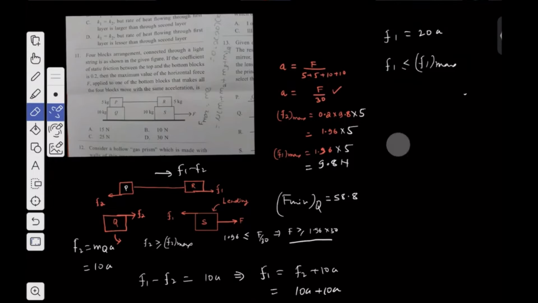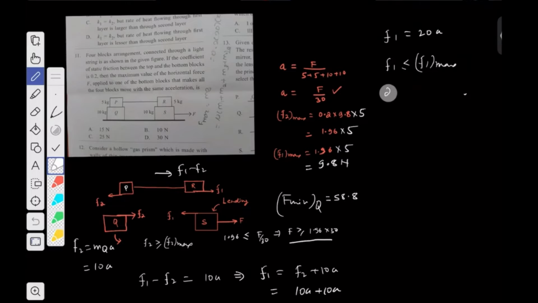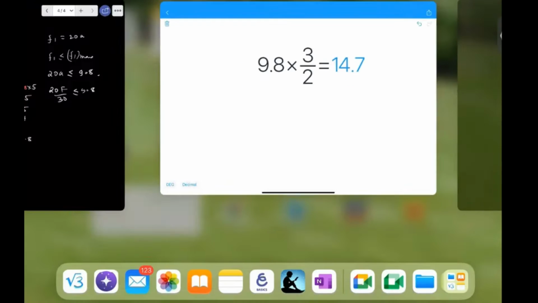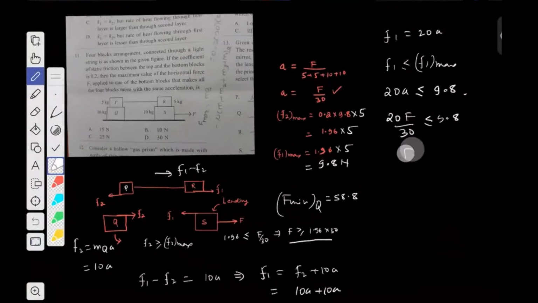So 20A should be less than or equal to 9.8, and 20 into F by 30 should be less than or equal to 9.8. So 9.8 into 3 by 2 will be 4.9 into 3, that will be 14.7 Newton. F should be less than or equal to 14.7 Newton.